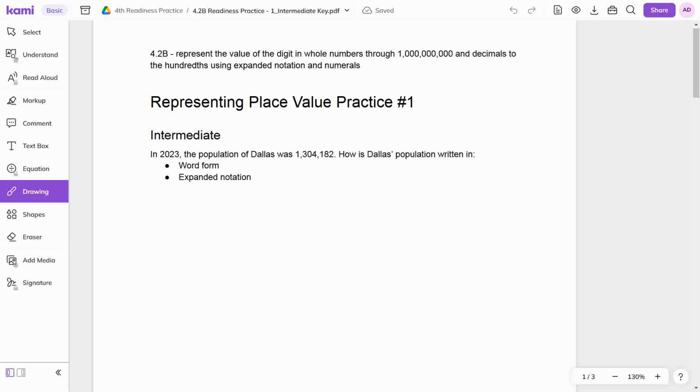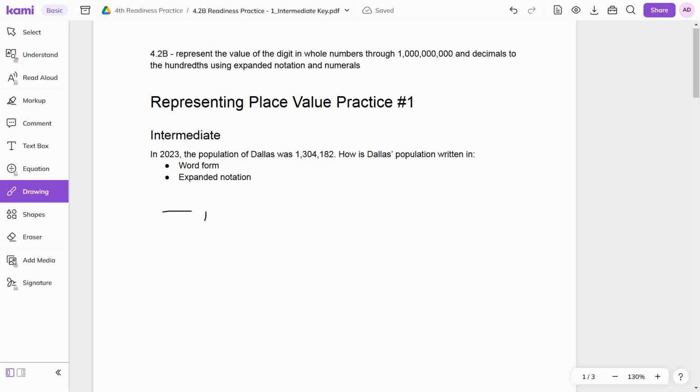So our first intermediate problem here asks us to write the population of Dallas in word form and expanded form. 2023, the population was 1,304,182. So I'm going to build a place value chart. And I know our standard here goes up to 1 billion. So we've got plenty of space there to build this number within that 1 billion threshold that we have in 4.2b. My number here is 7 digits.